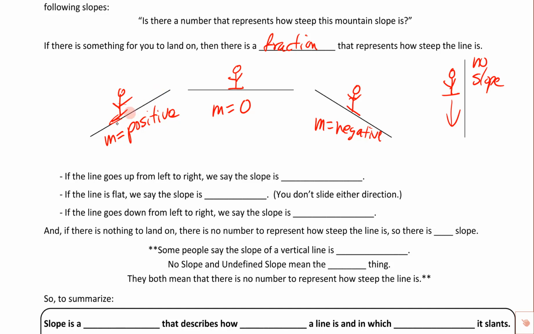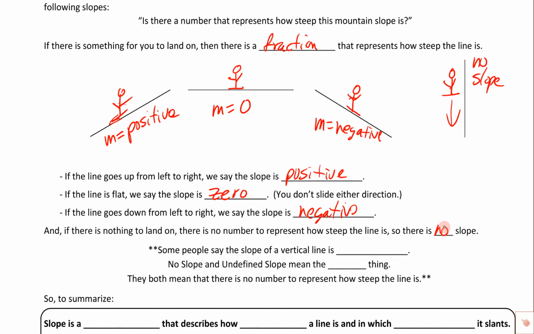If the line goes up from left to right, then we say the slope is positive. If it's flat, we say the slope is 0. The number that represents that slope would be 0. We don't slide either direction. And if the line goes down from left to right, like this one does right here, then we say the slope is negative. Now, if there's nothing for us to land on, like this example right here, then there's no number that represents how steep that line is, so there is no slope.